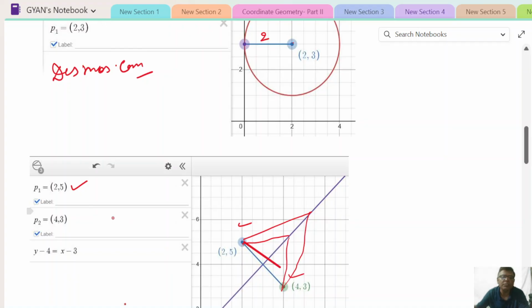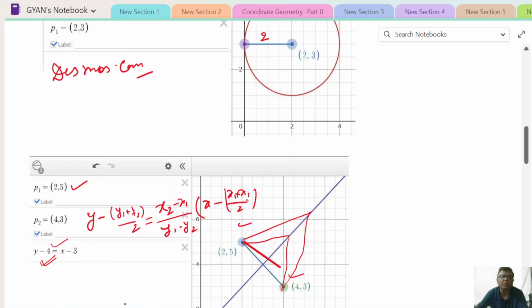So how can you find the equation? Just do y minus (y1 plus y2) by 2 is equal to (x2 minus x1) divided by (y1 minus y2) into (x minus (x1 plus x2) divided by 2). This way you will get this equation. Y minus 4, how 4? This is (y1 plus y2), 5 plus 3 divided by 2, that is 4. And this slope you will find will be 1, and x1 plus x2 divided by 2, 2 plus 4 divided by 2 is 3. So the equation of this line will be y minus 4 is equal to x minus 3.